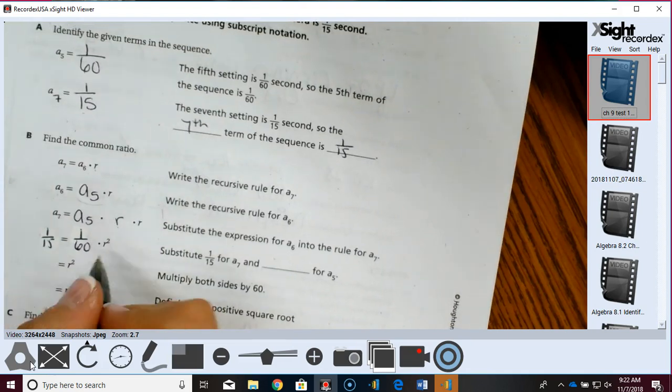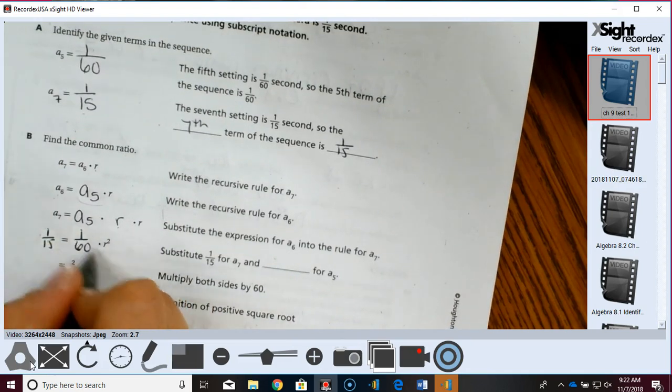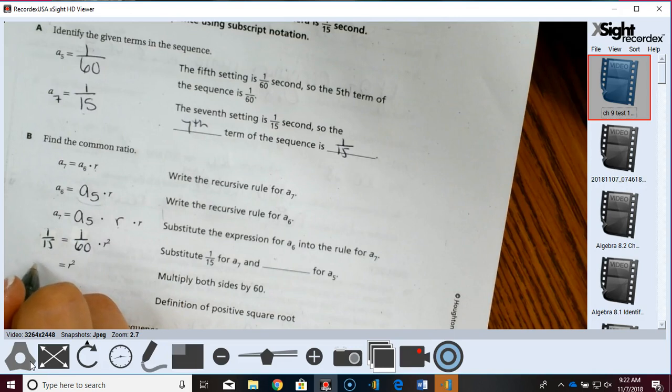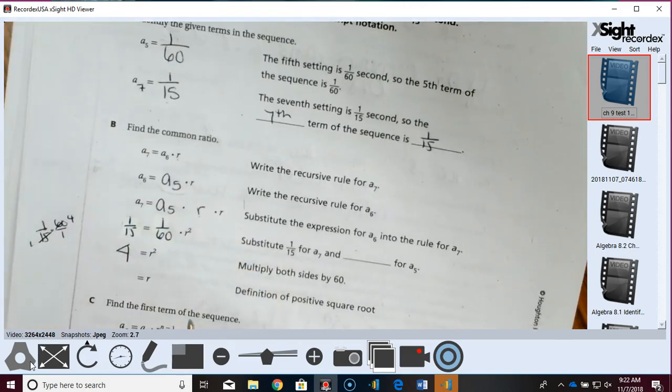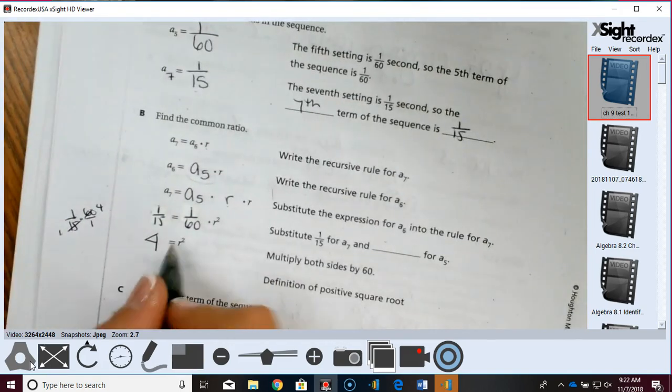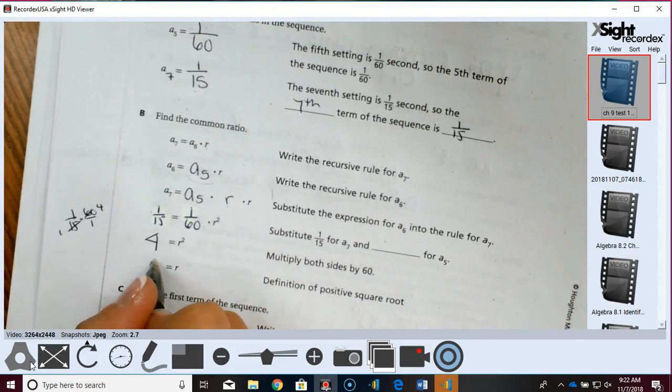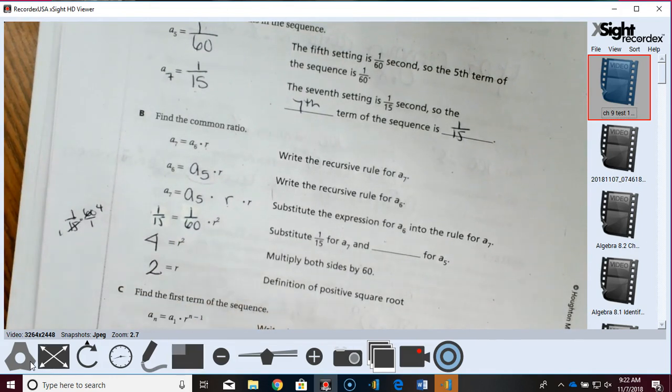So R squared is going to be 1/15th times 60 over 1, which is 4, right? 1/15th times 60 over 1 is 4. So, square root both sides, positive or negative 2, right? So we've got 2.